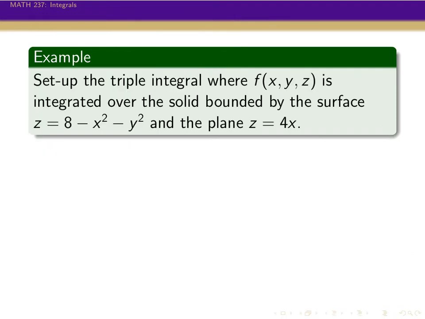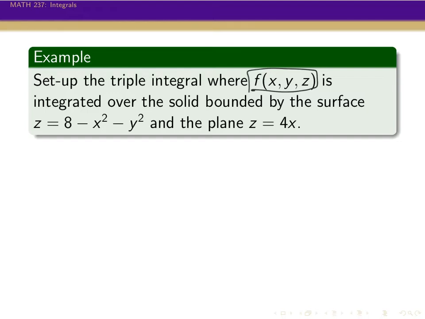Okay, so we're going to do 2 more examples, but we're not actually going to evaluate the integrals. We're just going to set them up, and so we're just going to set this up with some dummy 3-variable function inside of it. Okay, so in this case, the solid is just the area that's bounded by 2 surfaces.